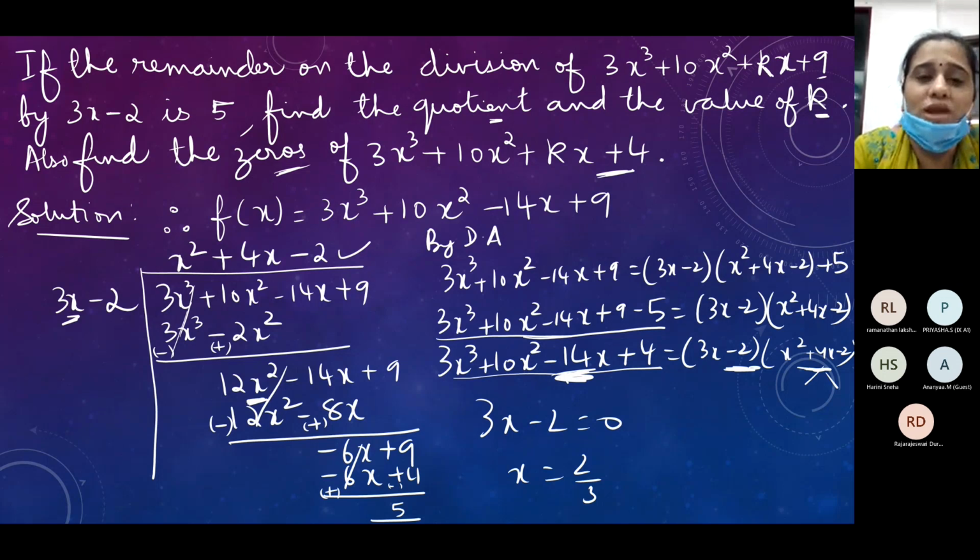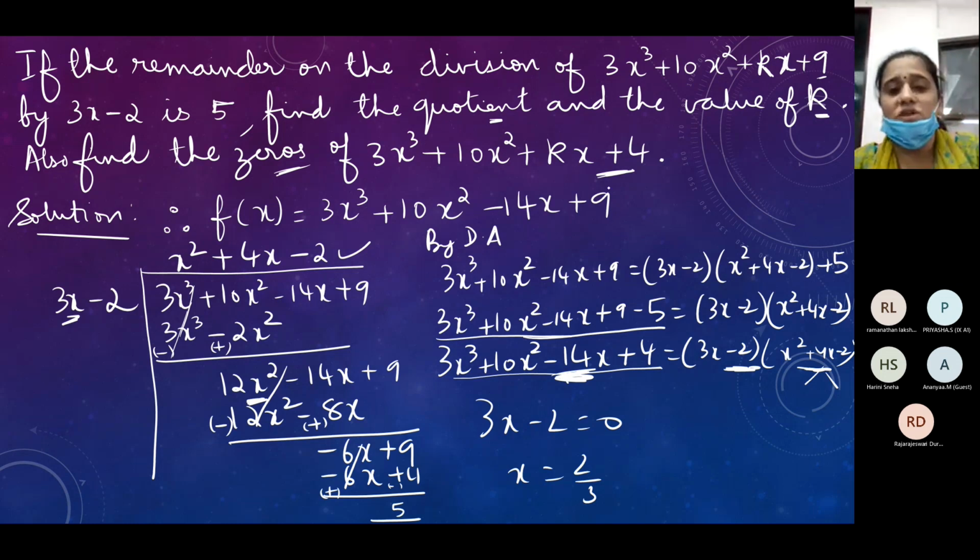To find the quotient, you will have to perform the long division, because using the remainder theorem you can find only the remainder. Here the remainder is given. If you want the quotient, you have to do the long division. If you have to find only the remainder, then you can use the remainder theorem and you don't have to perform the long division. But if you need to find the quotient, you have to perform the long division. So perform the long division and get the quotient.